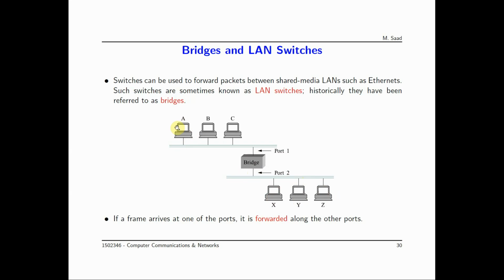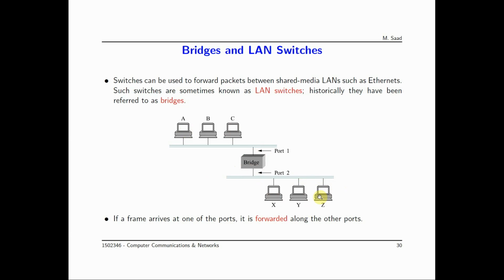Where does this frame arrive? Automatically to B and C, because B and C are connected to the same LAN, if you will, to the same cable. So if A transmits, that transmission will be received by B and C and the bridge. So that frame will also arrive at the bridge from port number 1. If the bridge decides to forward along port number 2, that frame will travel over the bottom LAN here. So that frame will also be received by X, Y, and Z.